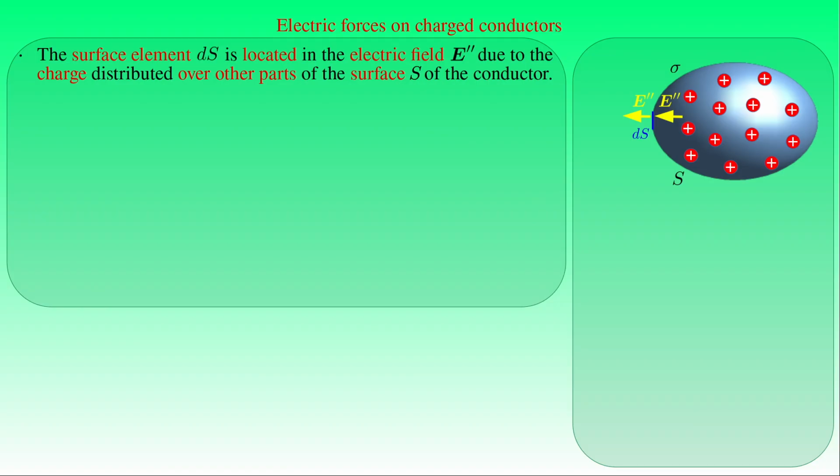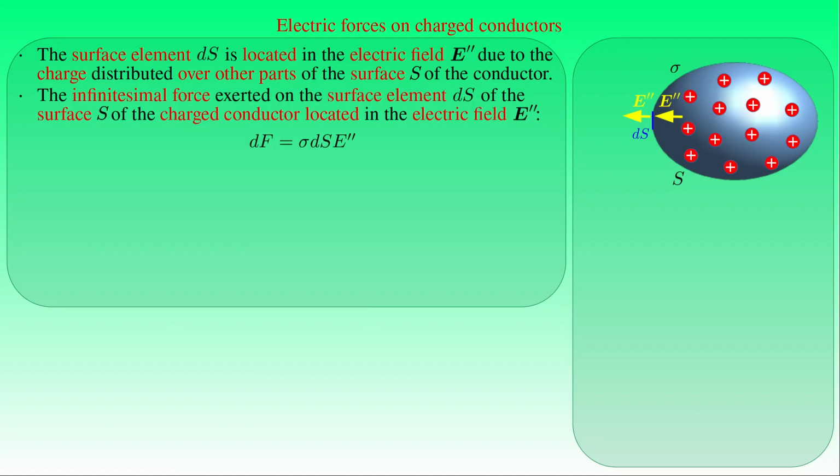As a result, the direction of the field close to the area element is the same in both sides, pointing outward from the conductor. By definition, the force acting on a given amount of charge located in an electrostatic field is the product of the charge and the electric field strength. Then the force dF exerted on the surface area element ds containing the charge given by the surface charge density sigma times ds can be written as sigma times ds, times the magnitude of the electric field E double prime.